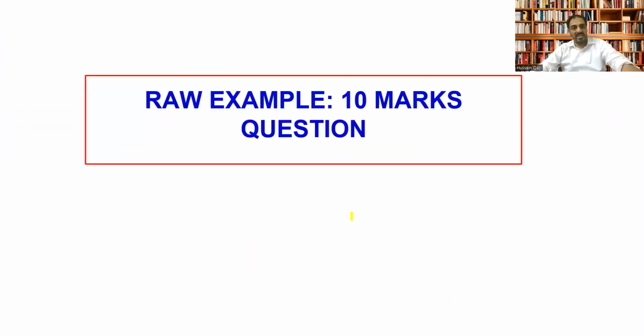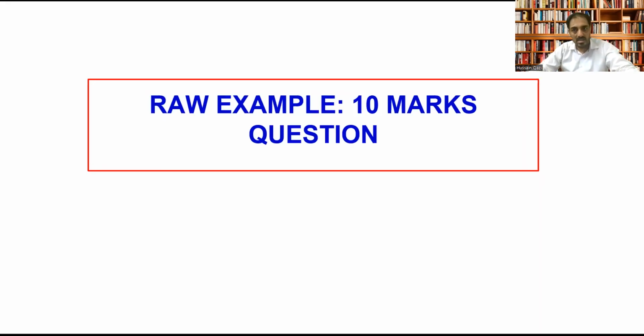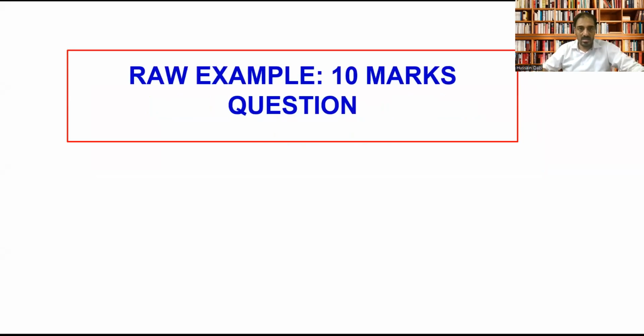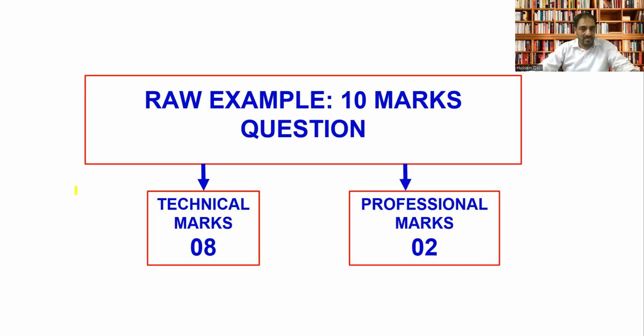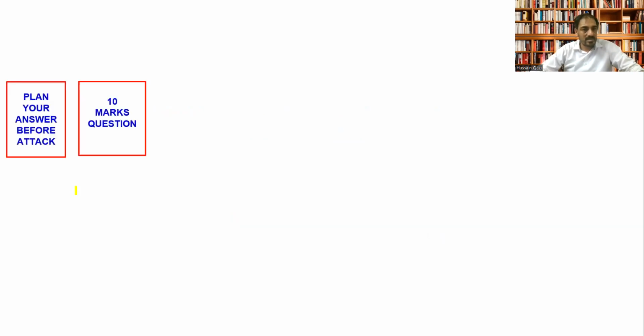Now apply with a question, a 10 marks question. Let's take a random 10 marks question. For example, if you are going to attempt a 10 marks question, the examiner gives 8 technical marks and 2 professional marks out of 10. Now apply this rule.